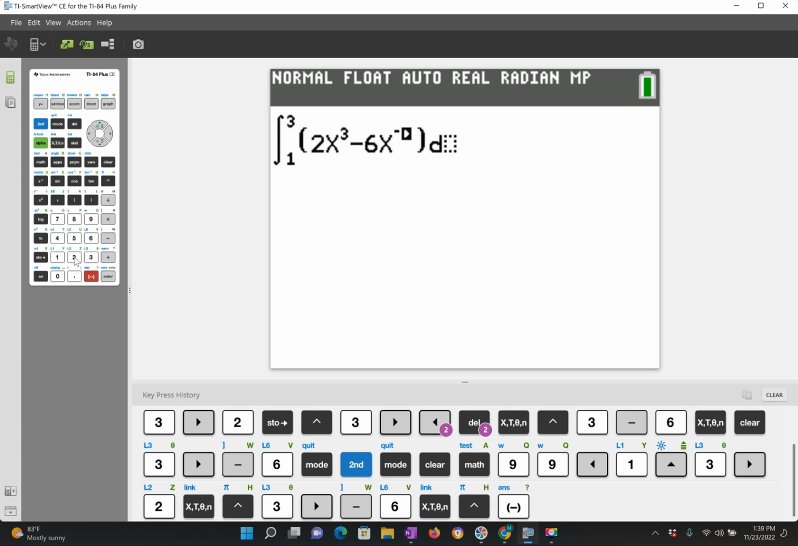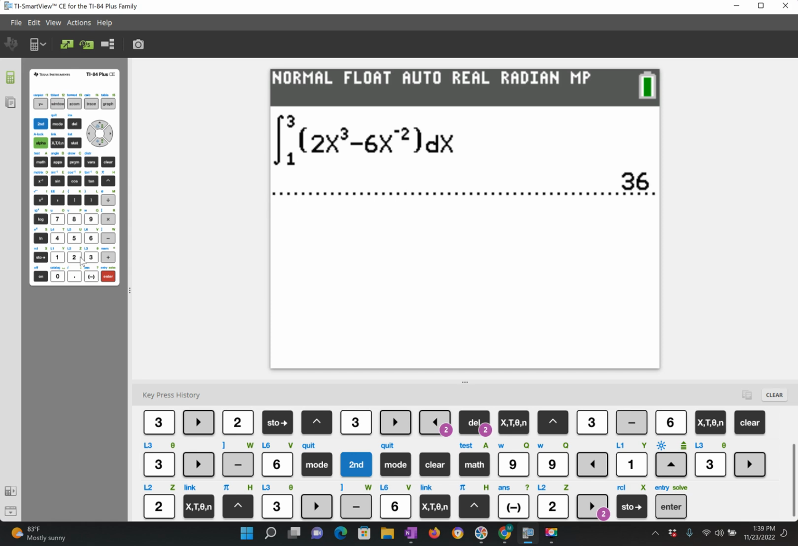So notice that I'm using integer 2. That makes a big difference. And let's see what we have here. So this is going to first integrate the question, and then it's going to evaluate each of the values from 3 to 1. If you notice, your answer is already prepared for you. It's 36.